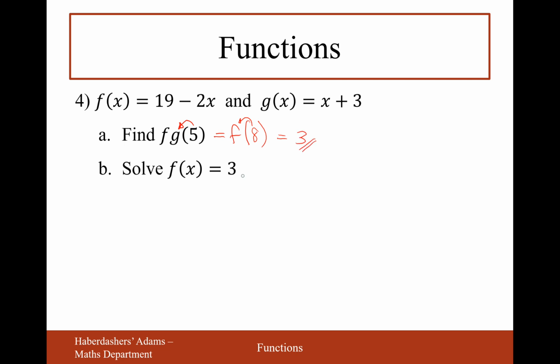And solve f of x equals 3. Well, let's set up the f function first. 19 minus 2x equals 3. Then we will add the 2x onto the other side. Then we'll take away 3. And then we'll divide by 2 to give you 8. Lovely, there we are. That's the answer to part B. Let's move on to C and D. Pause the video and have a go at these two questions.